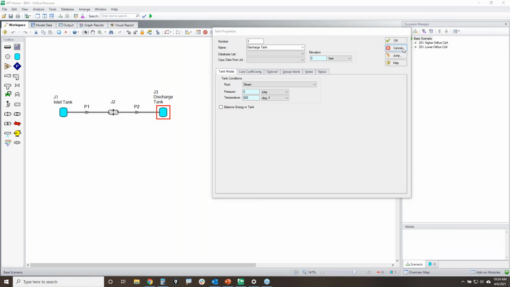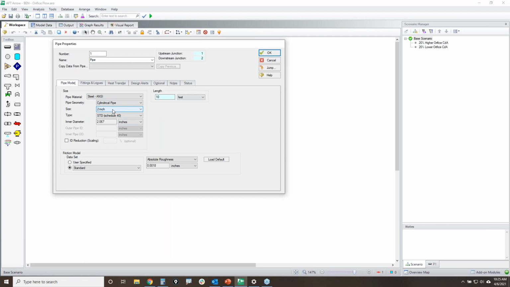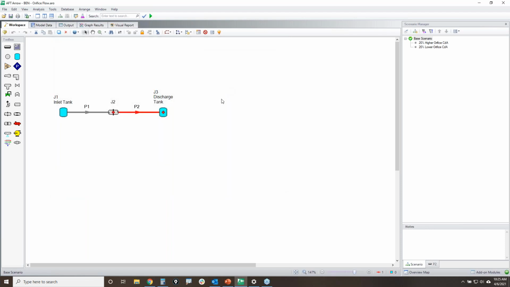All right, so we got that. And then if we take a look at our input for our pipes, this pipe is 2 inches in diameter, 10 feet long, and the second pipe is 20 feet long. So again, I've got a 250 PSI pressure drop from the supply tank to the discharge tank, over 30 feet total of 2-inch diameter piping and an orifice. That's a major pressure drop there.